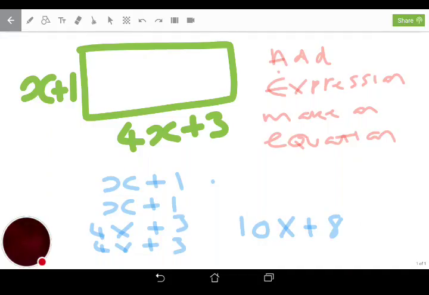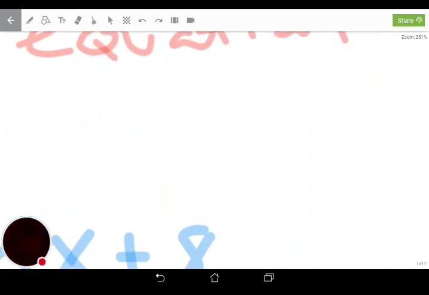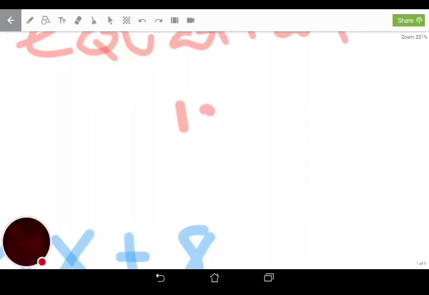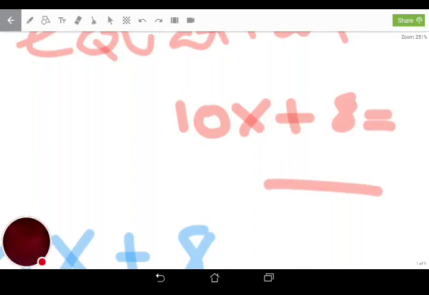Now let's say, for example, the perimeter of this was 48. So let's say the perimeter is equal to 48. How would we solve that then? If this was the case and this was the perimeter, what I'd do is start off with my equation: 10x plus 8 equals 48. Sorry about this.